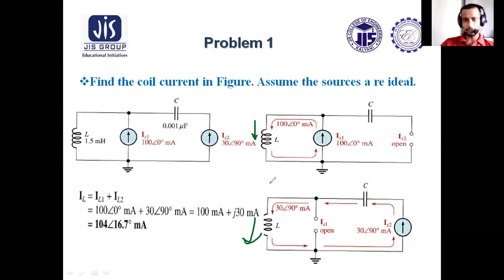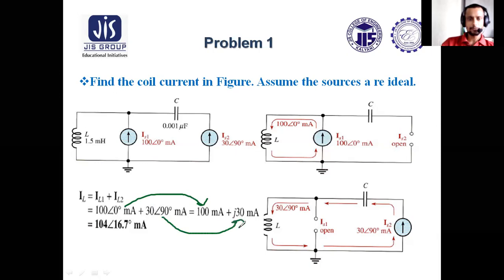If currents are flowing in opposite directions, then the current would have been subtracted. So IL1 plus IL2, IL1 is 100 angle 0 and IL2 is 30 angle 90. Now 100 angle 0 is 100 milliampere. As I discussed during AC circuit calculation, when we are adding two quantities, those quantities should not be in polar form. So as these are mentioned in polar form, we have converted these two into rectangular form first. Then we made the addition and finally represented it in polar form.